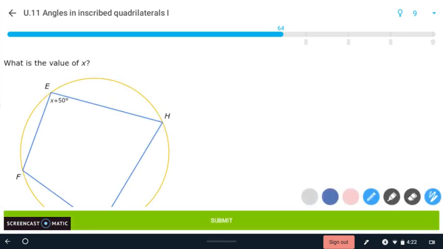Okay, I'm going to assume that that's as complex as IXL gets. So good luck as you go through and work with these. Just remember those opposite angles are supplementary.